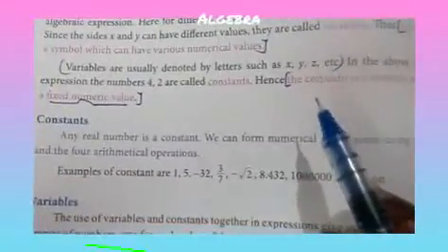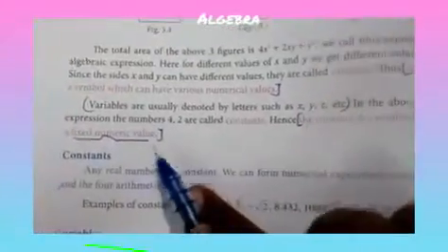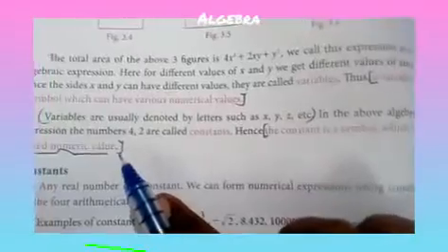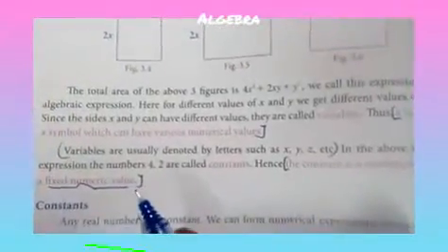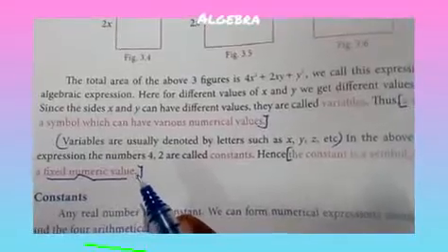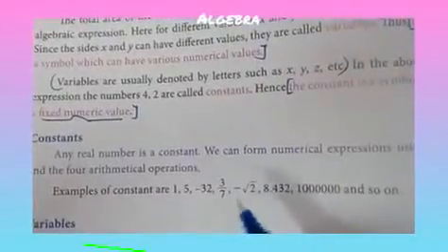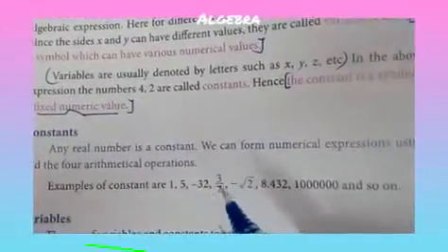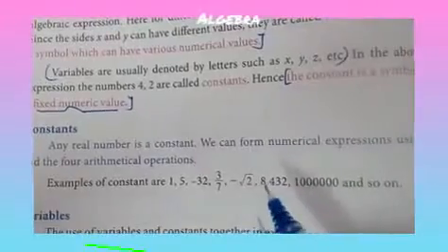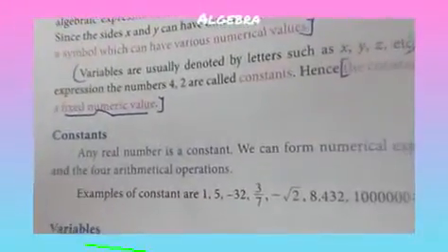Our next one is a constant. A constant is a symbol which has a fixed numerical value. A variable has various numerical values. A constant has a fixed numerical value. For constants, we normally use numbers: positive numbers, negative numbers, fractional numbers, root values, decimals, all of these we consider as constants.